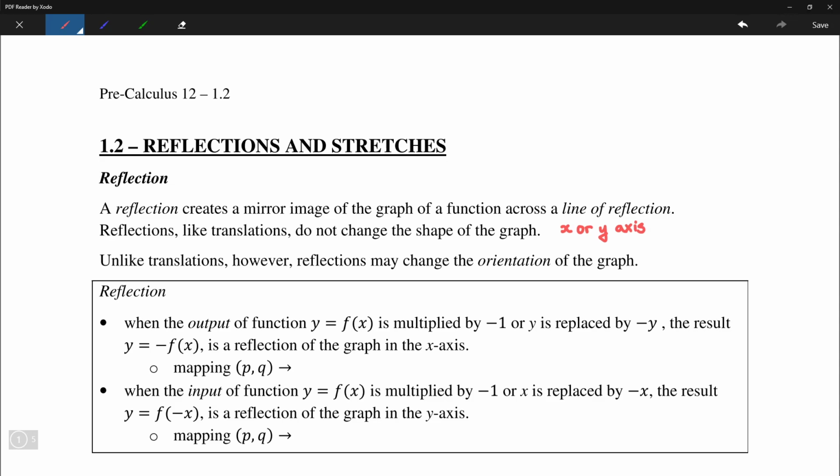So there are two types of reflections that we will look at. The first is when the output of a function is multiplied by -1, or if the y is replaced by -y. The result of y equals f of x becomes y equals negative f of x, and that is a reflection of the graph over the x-axis. So if we think about it as a mapping from (p, q), then instead we'll have (p, -q).